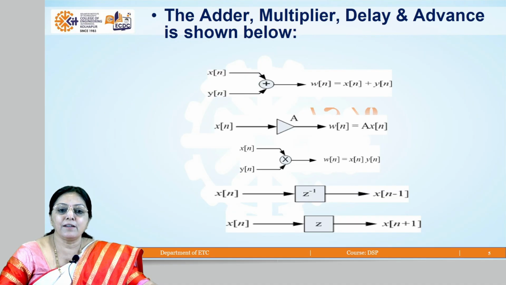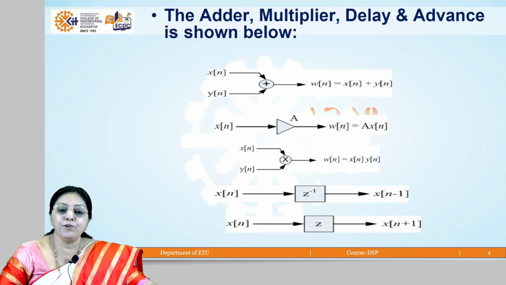Now the next part: for the realization of the FIR filter and IIR filter, which components do we use? These are the basic components. The adder: if there are two inputs, x of n and y of n, we add them together and get w of n equal to x of n plus y of n. Similarly, the constant multiplier: x of n is multiplied by a constant, and we get the output. The modulator takes x of n and y of n with a multiplication sign, and we get w of n equal to x of n into y of n.